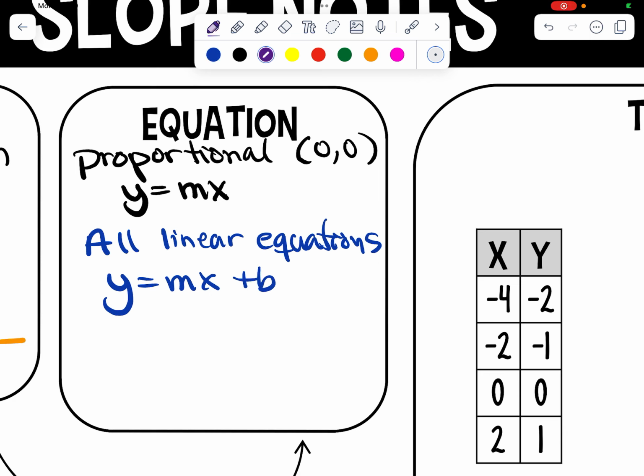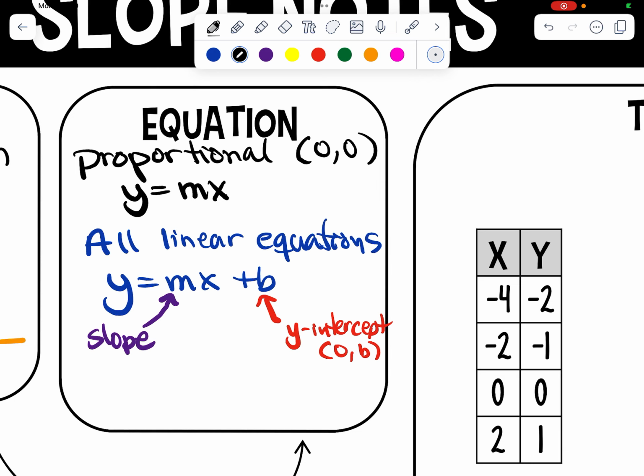Where when we're talking about this, the m value is our slope. Slope is what we find. And then this value right here is our y-intercept. Okay, and y-intercept is where it hits on the y-axis. So anytime you hit on the y-axis, your value for x is always going to be that 0.